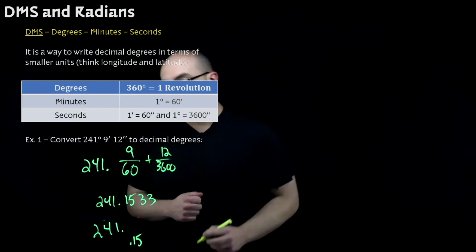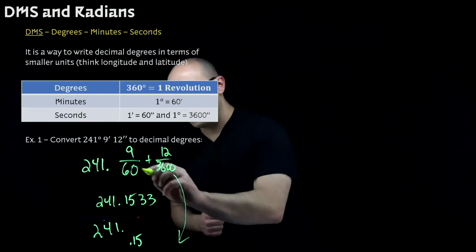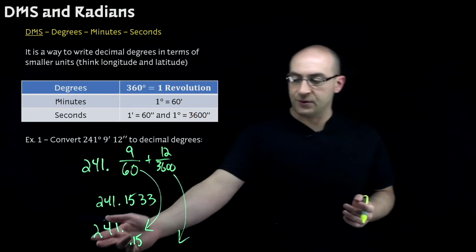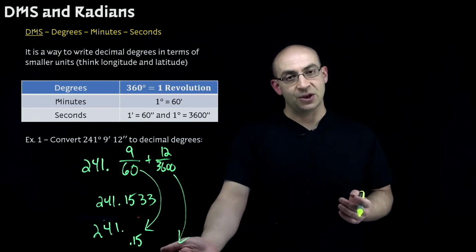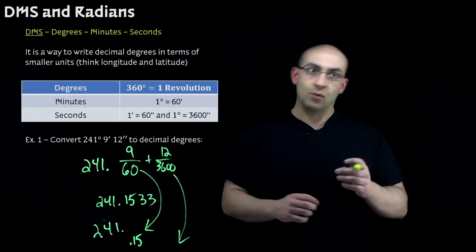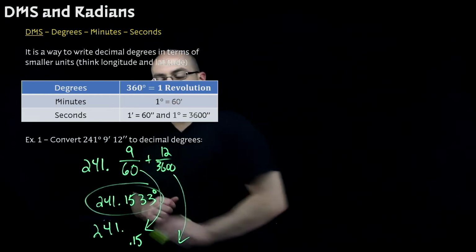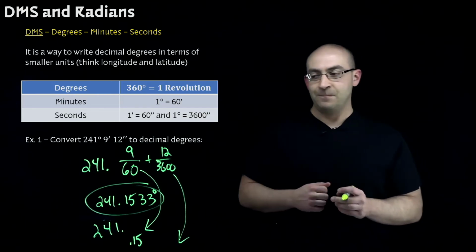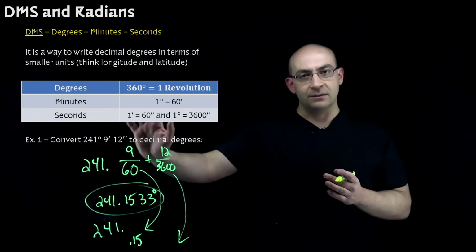0.0033 represents my 12 over 3,600. So let's do some arrows to kind of get where we're going here. Now this just happens to coincide very nicely where we have 241.15, and the 0.15 would have been in these 2 places, and 0.0033. My final answer, or the conversion, is going to be 241.1533 degrees. Now, again, let's think about this logistically. 241 is a solid whole number.